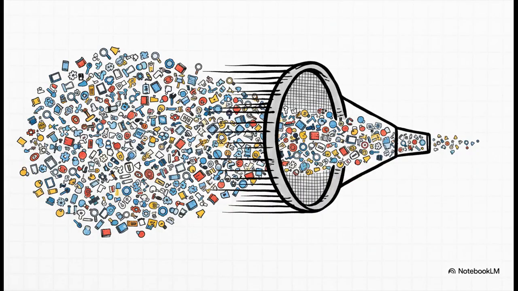So let's look closer at stage 1, candidate generation. The name of the game here is speed, not accuracy, speed. It uses really fast, pretty simple models to just do a quick scan of everything. Its only job is to say, okay, out of all the billions of things we have, here's a short list of maybe 1,000 that might be relevant. It's a rough cut, a broad sweep.